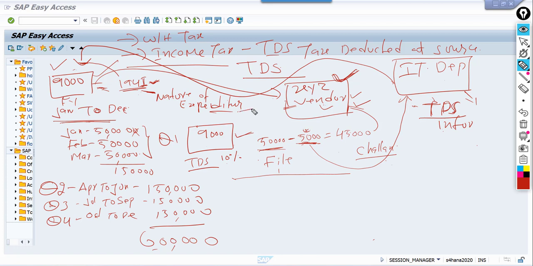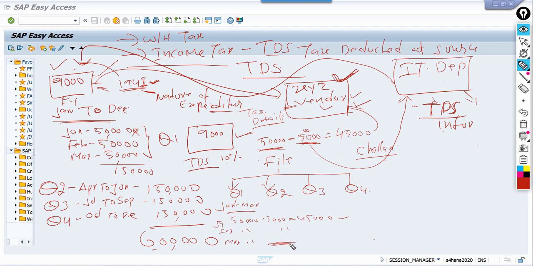Take this vendor tax details. You file returns like Q1, Q2, Q3, Q4. You file like this. In Q1, this is Jan to March. So it will be like this: 50,000 minus 5,000, 45,000. We paid this to the vendor. Similarly, we are going to have two more entries here. This is for Jan, Feb, March.